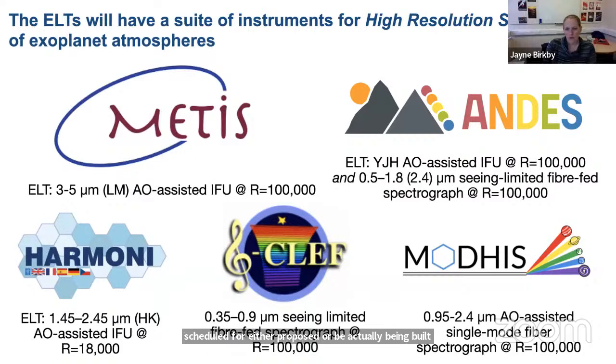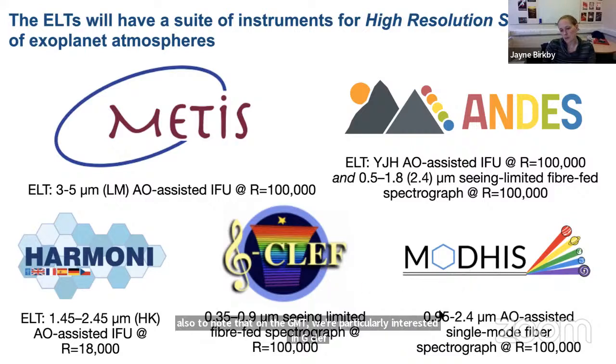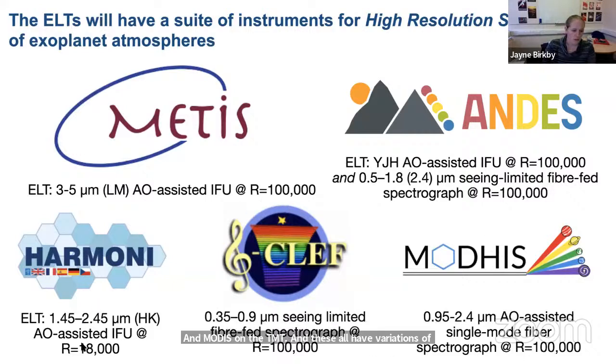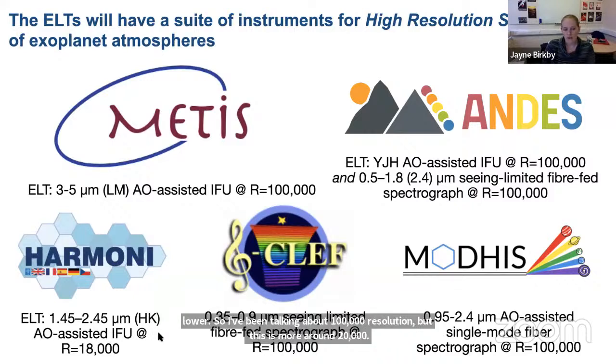So I'm going to focus on 3 of these today, mostly METIS and ANDES for the ELT, and then I'll show you a little bit from HARMONI, but also to note that on the GMT, we're particularly interested in G-CLEF and MODHIS on the TMT. And these all have variations of different high-resolution spectrographs, and you'll notice for HARMONI here, we're actually a little bit lower. So I've been talking about 100,000 resolution, but this is more around 20,000. But I'll show you that we can still do some quite interesting things at that spectral resolution.